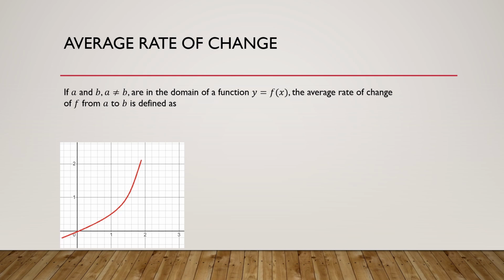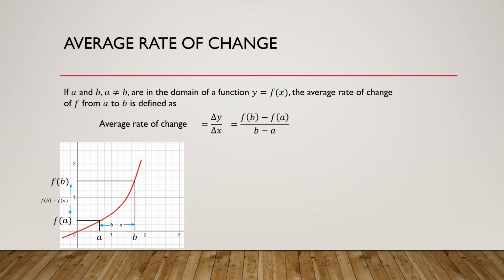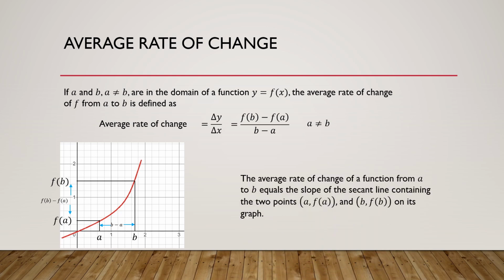If a and b, with a not equal to b, are in the domain of a function y equals f of x, the average rate of change of f from a to b is defined as the change in y over the change in x, or f of b minus f of a over b minus a, for a not equal to b. The average rate of change of a function from a to b equals the slope of the secant line containing the 2 points (a, f of a) and (b, f of b) on its graph.